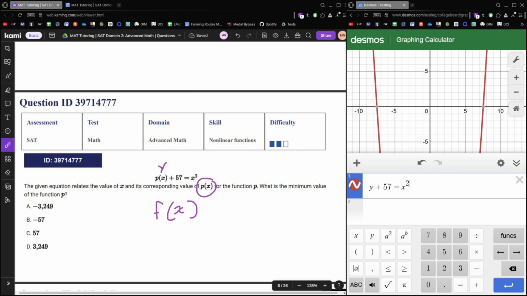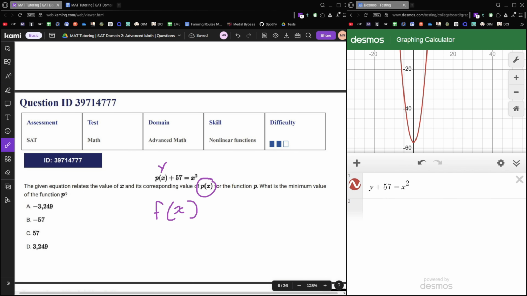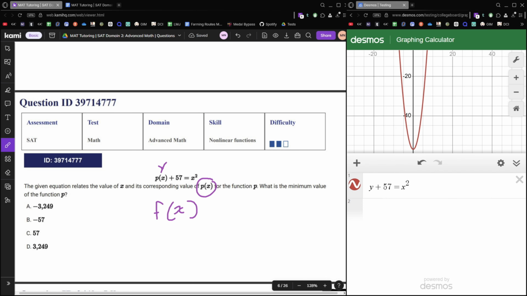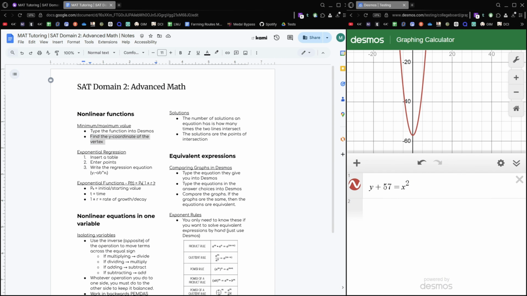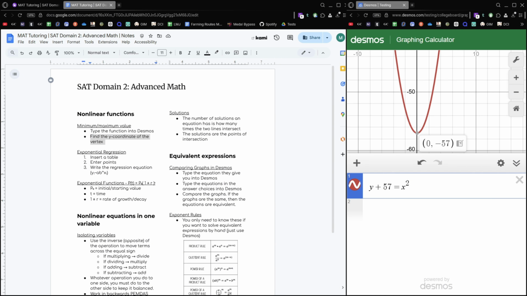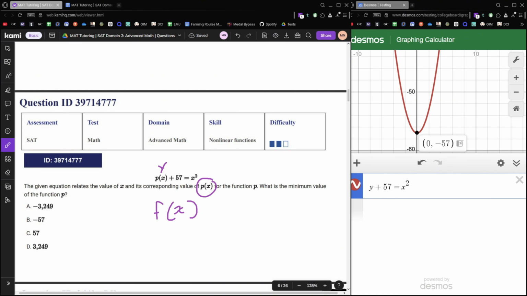Alright, so I went ahead and typed in our function, and of course this is a parabola, because of the x squared. Here they ask us for the minimum value, and whenever they ask you for a minimum value, you just need to find the y coordinate of the vertex, because that's going to be the smallest number. Right here, you'll see that it's going to be negative 57, so that means our answer will be negative 57.